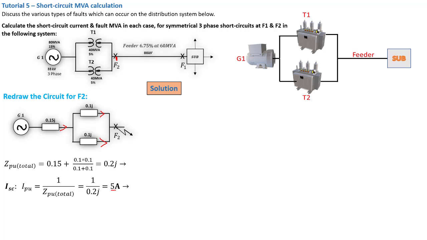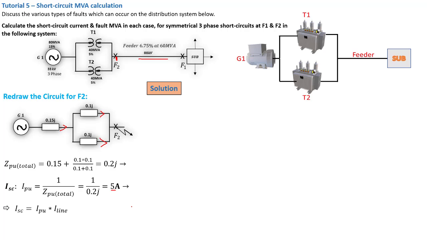Notice how the per unit current here is higher compared to the previous per unit current. The previous per unit current was slightly lower than this one because we had an impedance here that was dropping the current slightly. Okay, that was the feeder impedance.